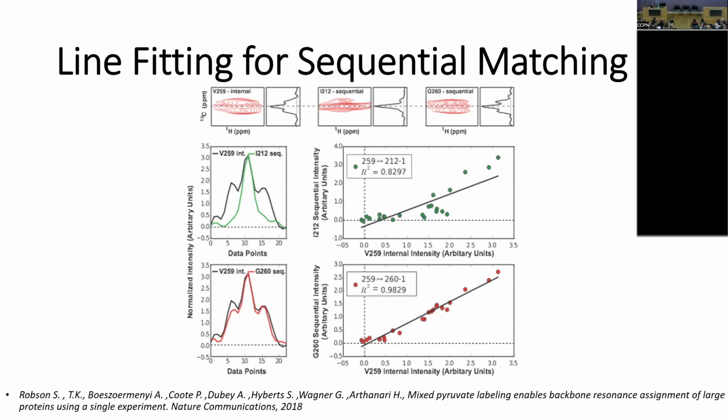And on top of this, looking at the correlation coefficients could give you confidence in your sequential assignment. So the correlation coefficient for glycine 260 is 0.982, which is really high. And hence, even visually and with the correlation coefficient, you could quite confidently assign glycine 260 as the correct peak for the sequential assignment to valine 259.